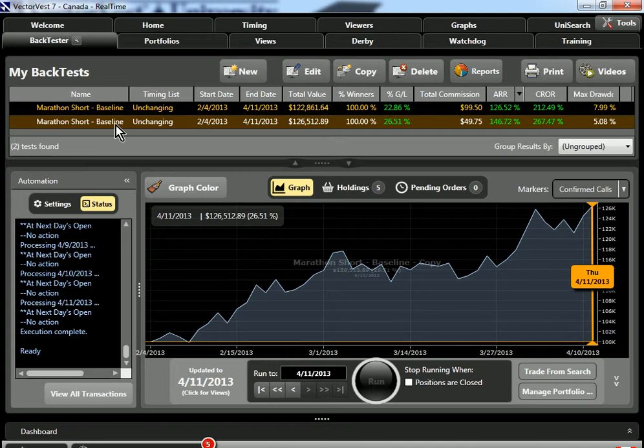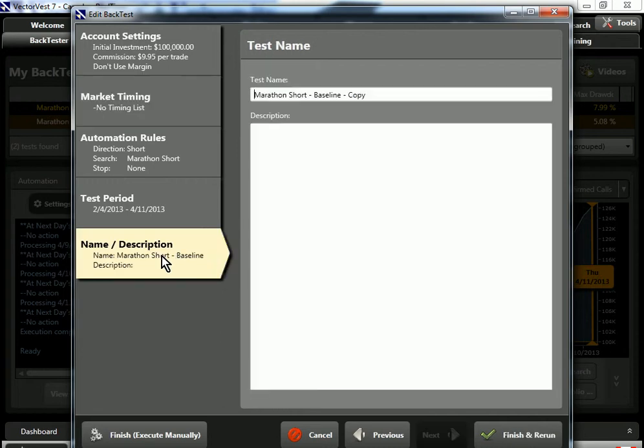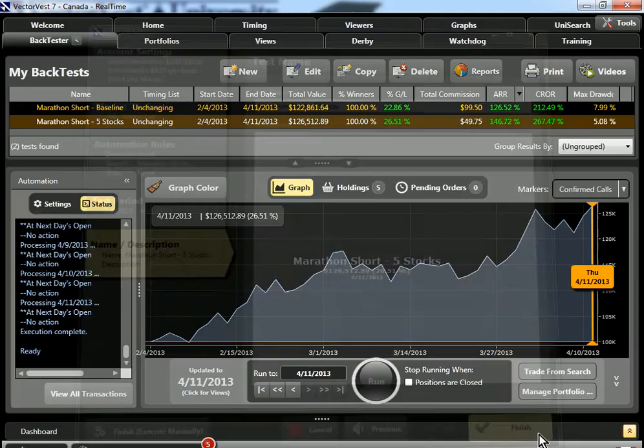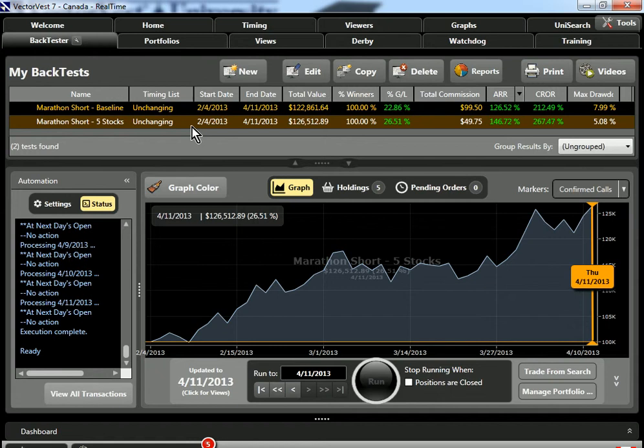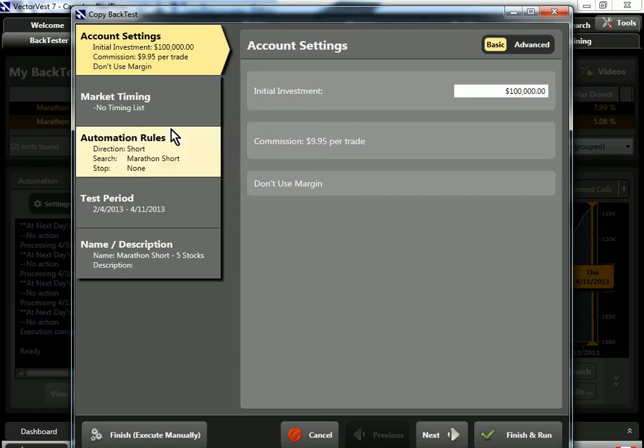So before I go to the next test, I'm simply going to click Edit here, go to my name description, and I'm going to type in 5 stocks. That way, I know how many positions I was working with and the change that I made to the baseline. So we'll simply click Finish. From here, I'll right click again and go to Copy. I'm not going to make any adjustments, just one variable at a time.